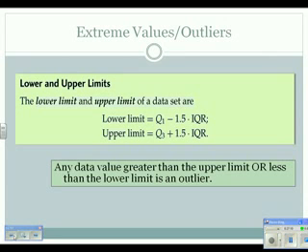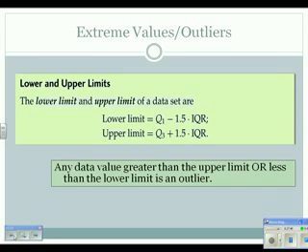Lower and upper limits. In order to find outliers, and an outlier is something that lies far away from the rest of the data. So it's a little misfit data value, by itself, all lonely, off by itself. That's what outliers are. In order to find outliers, which are extreme data values, we need to do lower and upper limits. And if a data value is outside of the range between the lower limit and the upper limit, then that data value is considered an outlier.